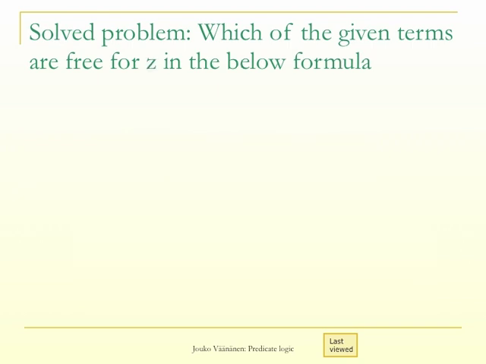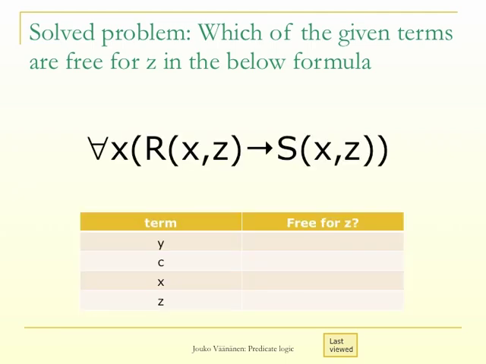Next problem. Which of the given terms are free for z in the below formula? The formula is for all x, left parenthesis r x z implies s x z, right parenthesis. First we look at the term y. What happens if we substitute y into z? This formula has no quantifiers over y, so y couldn't become a bound occurrence. So the answer is yes. Constant c, a constant is always free for any variable. So the answer is yes.